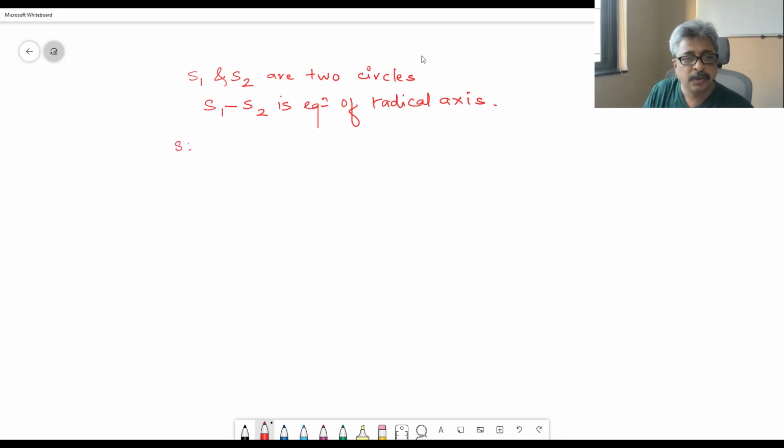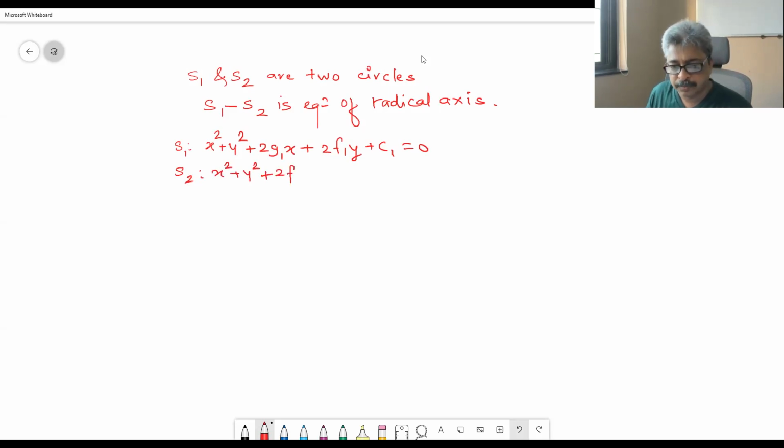So S1 is x square plus y square plus 2g1x plus 2f1y plus c1 is equal to 0, and S2 is x square plus y square plus 2g2x plus 2f2y plus c2 is equal to 0.